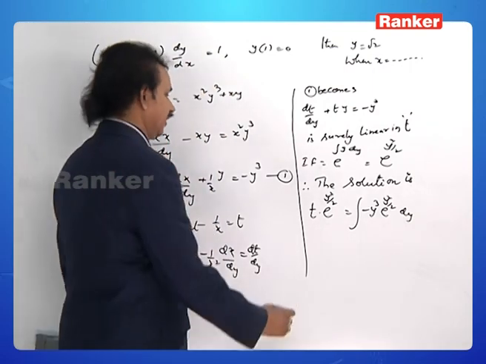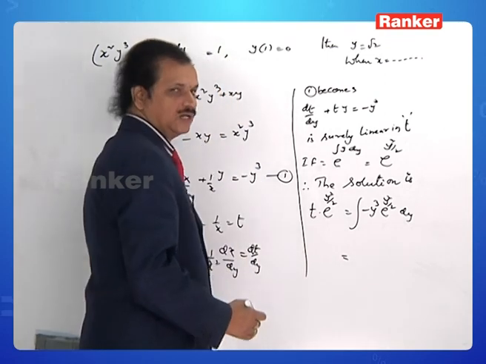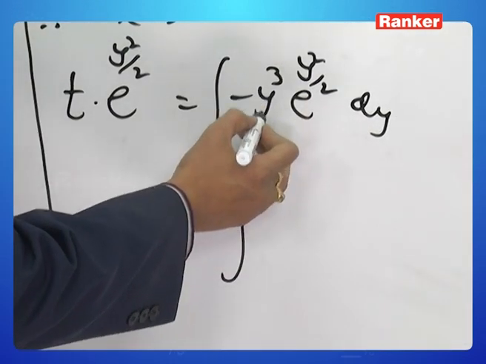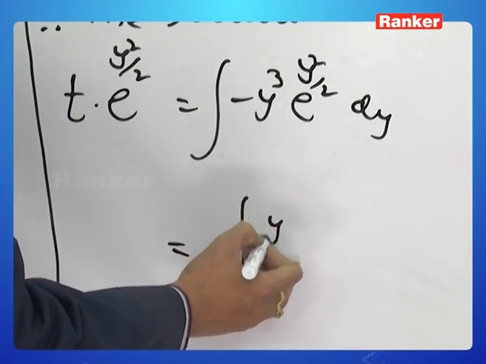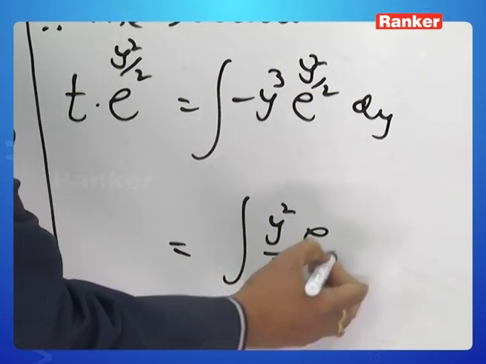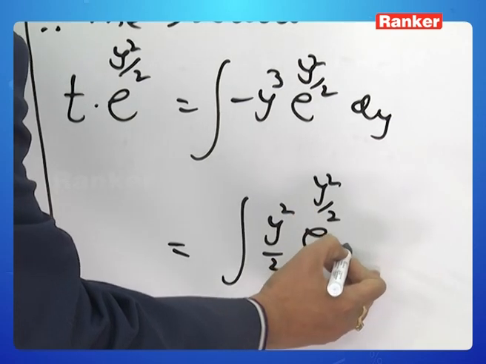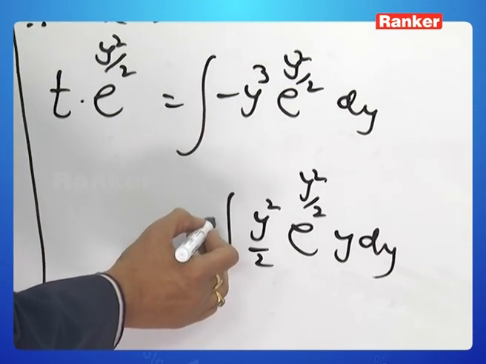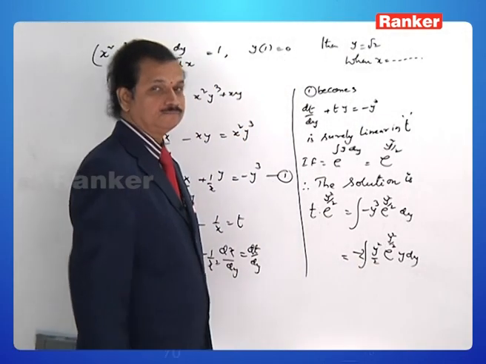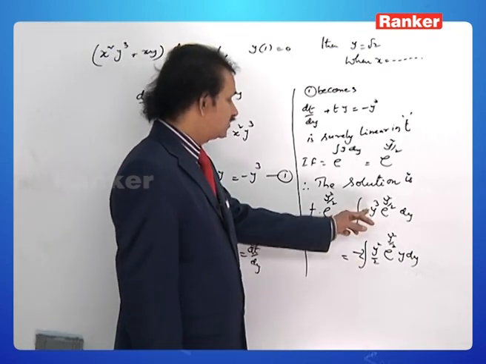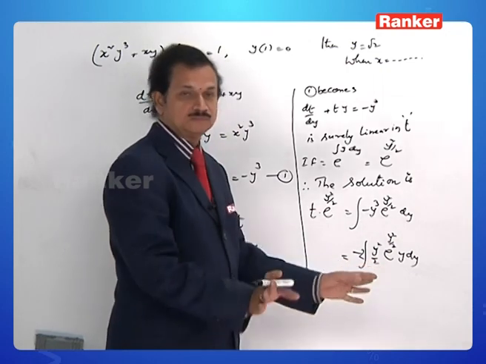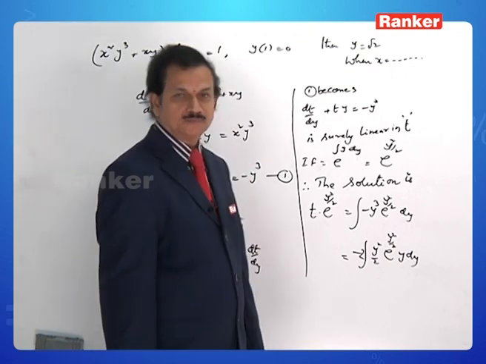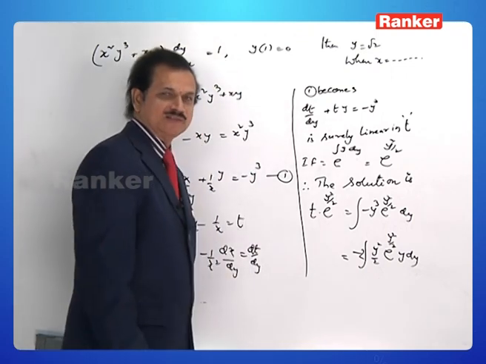Isn't it? Okay. This is equal to, I like to make very simple adjustments here. You look here. Integral of, what is this? Minus y cube, y square by 2 into e power y square by 2 into y dy. Minus 2 into 2 cancelled, y square into y cube. Any problem? Why is it necessary to do all these things?